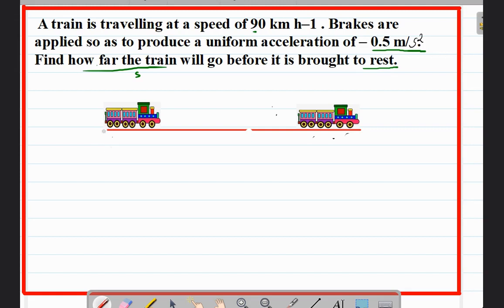Now let's write what is given in the question. My initial velocity is given as 90 km per hour. After some time, it comes to rest, that means my final velocity will be 0. It is also given that my train is decelerating with minus 0.5 meter per second square, and I have to calculate distance.